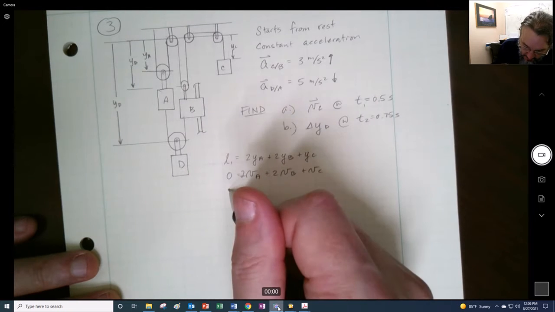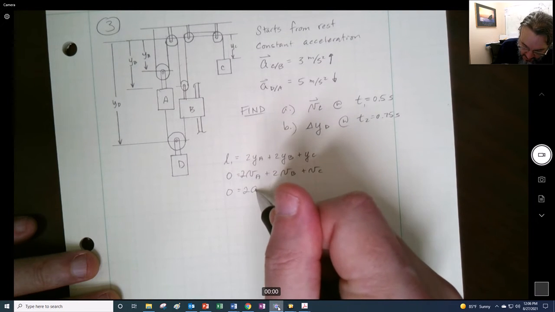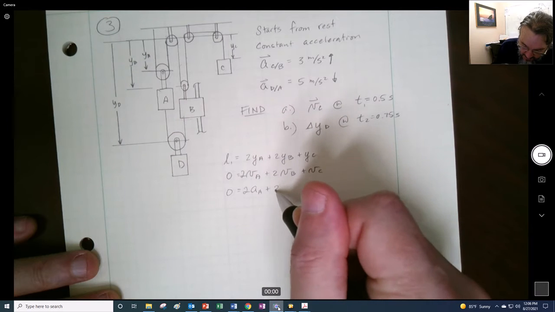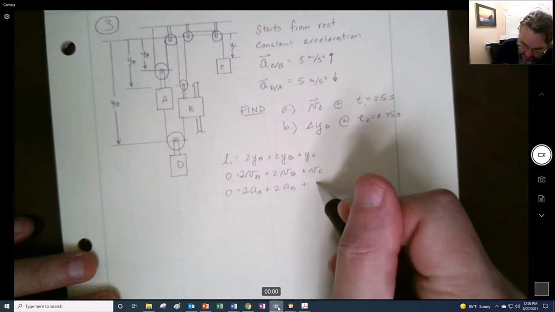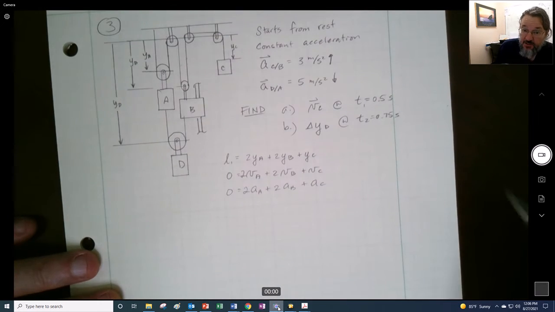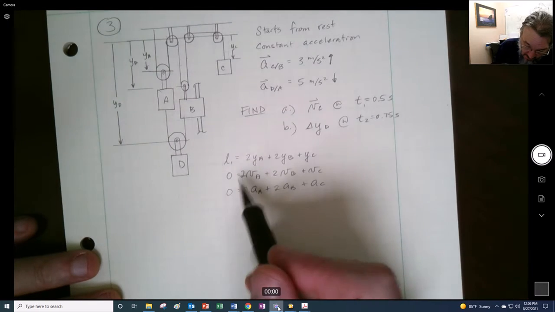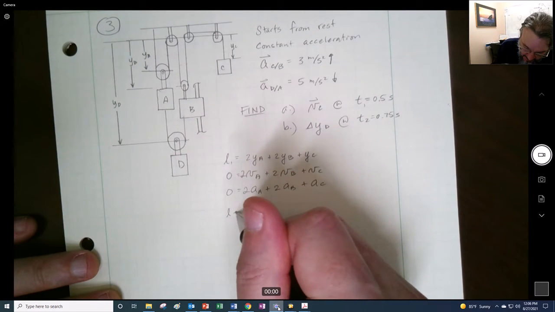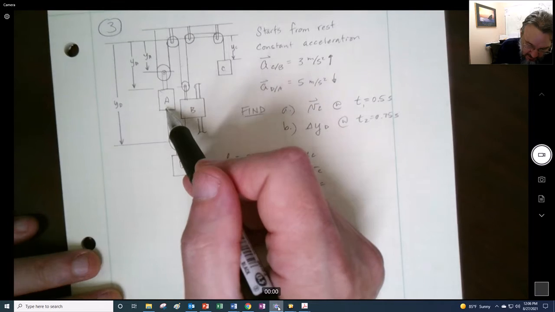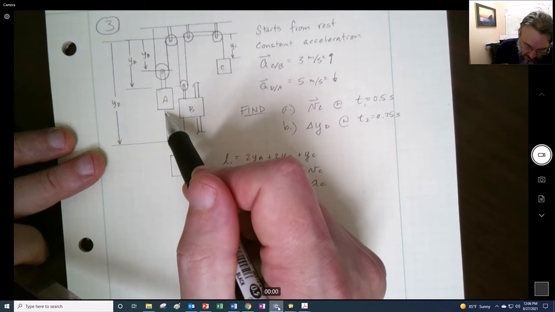the length goes away. And then we can also say that 2 times the acceleration of A, plus 2 times the acceleration of B, plus the acceleration of C, equals zero. So there you go. Now we're going to go with the length of the other cable. They're just simpler here, but let's make sure we get this right.